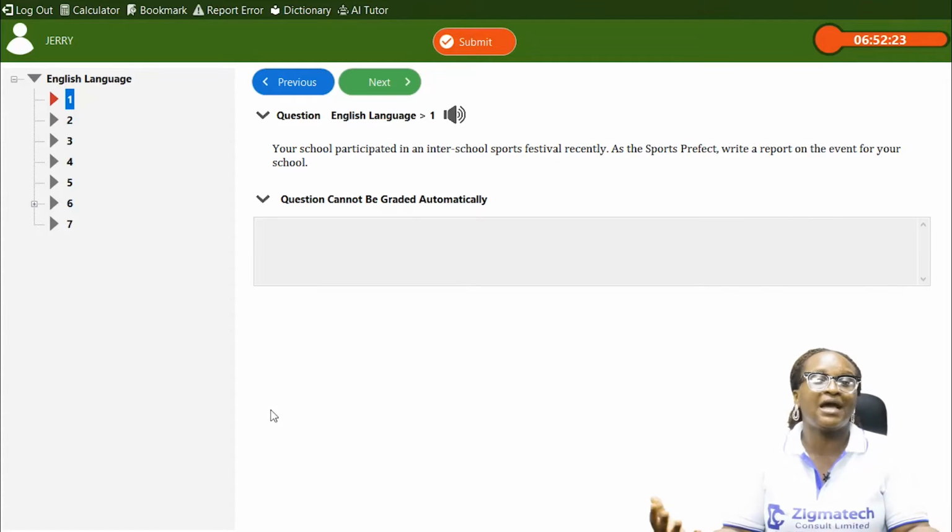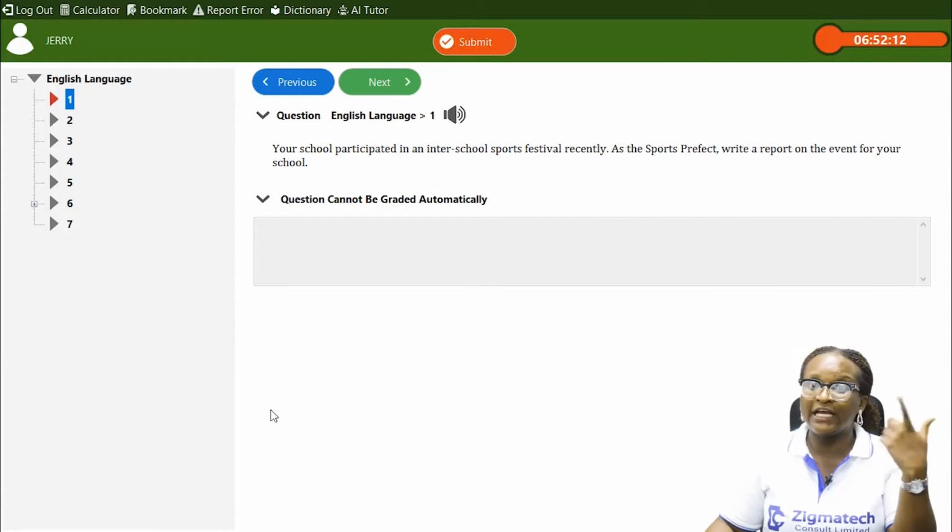But where you have so many ideas, you can have as much as 5 or 6 paragraphs. So that's very important. It applies to all other essay types. So that's for report writing.